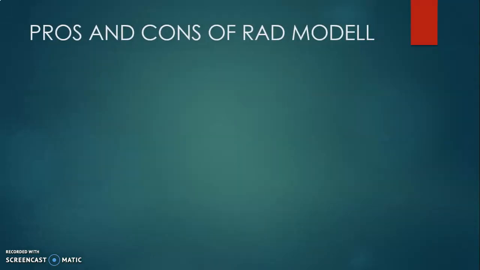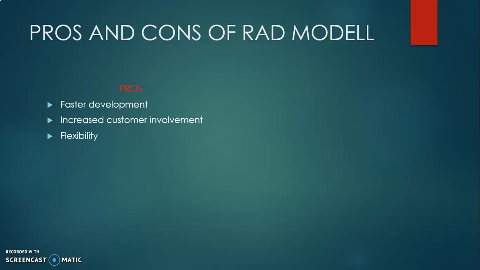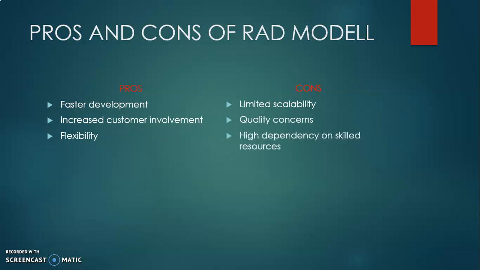So I'm going to go straight to the pros and cons of the rapid application development model. To start with the pros, we have faster development, increased customer involvement, and flexibility. That is, at any point in time in the software development lifecycle, consumers can change their minds on what they want the software to do, and can bring in new ideas for the software. We'll continue with the cons: limited scalability, quality concerns, and high dependency on skilled resources.